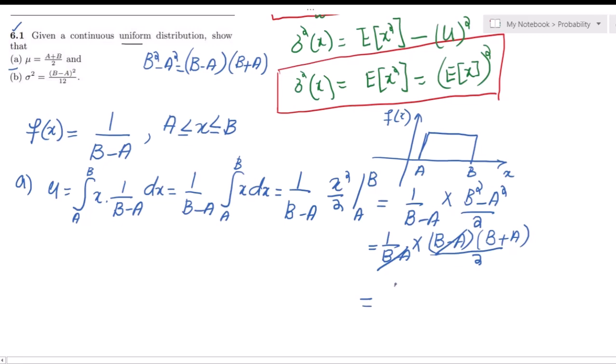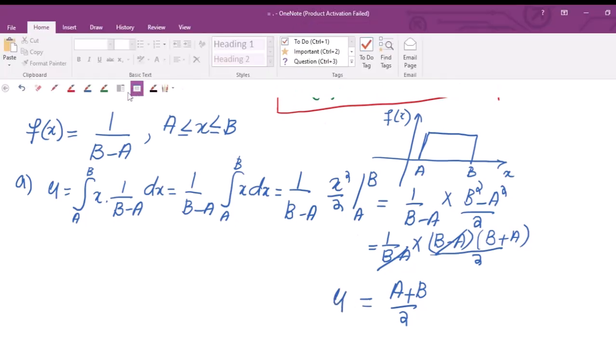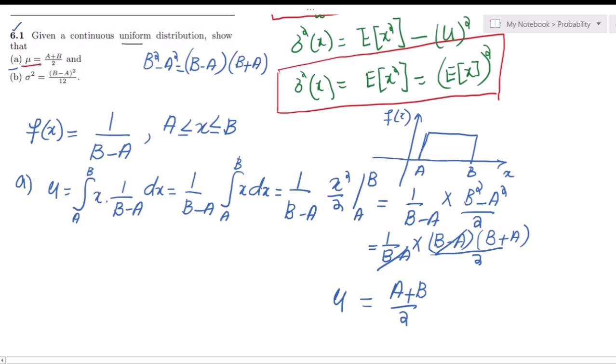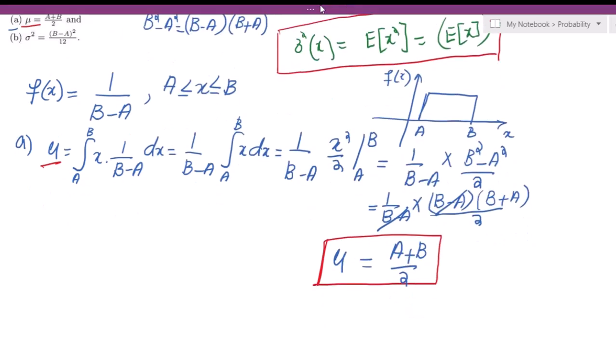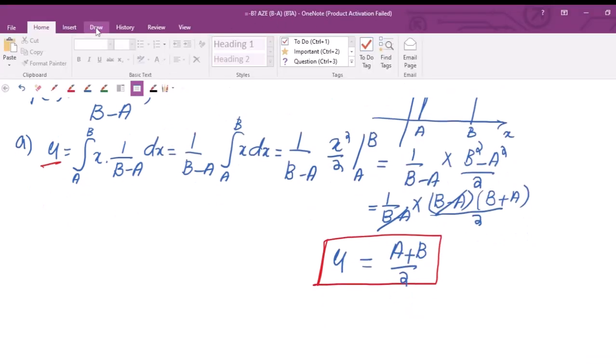It would be (a plus b) whole divided by 2, and this is mu. This is the proof of part A of my question, which we have solved by these steps. Okay, so this is the solution of part A of my question. Now let me solve part B of my question.